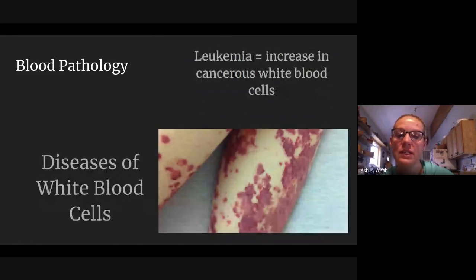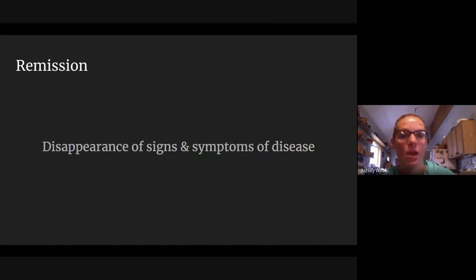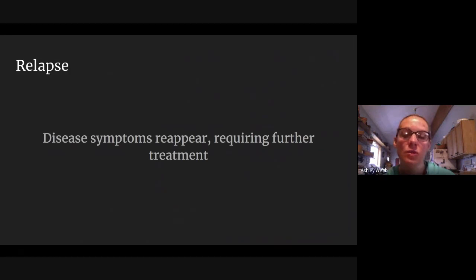Then we're going to move on to diseases of white blood cells. And the one we're going to talk about is leukemia. We've all probably known someone, been affected by someone that has leukemia, but it's just an increase in cancerous white blood cells. Remission, that's a term we've all probably heard a million times, but it's when you have a disease and those symptoms go away. They go away for maybe a short time, maybe a long time, but those symptoms go away. Then, when they start to reappear and you need further treatment, that's what we call relapse.